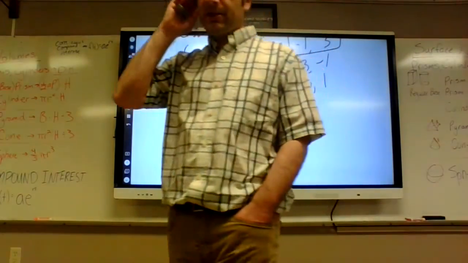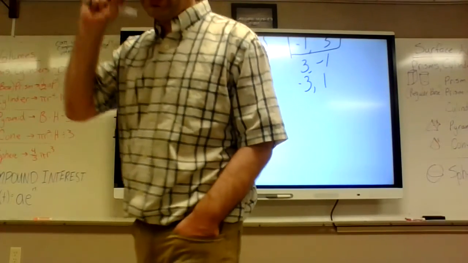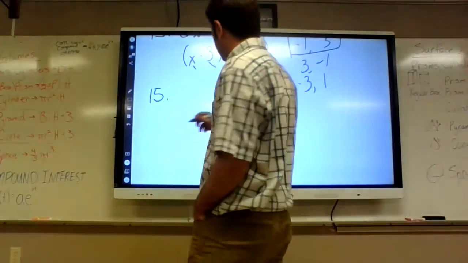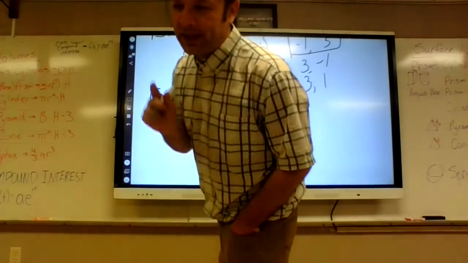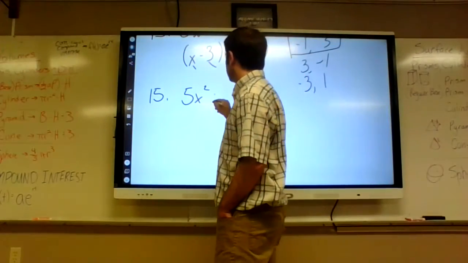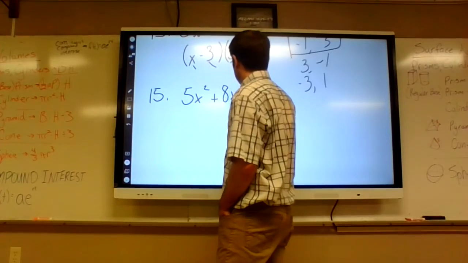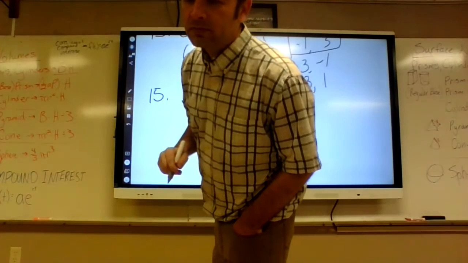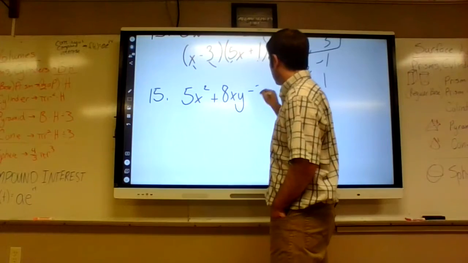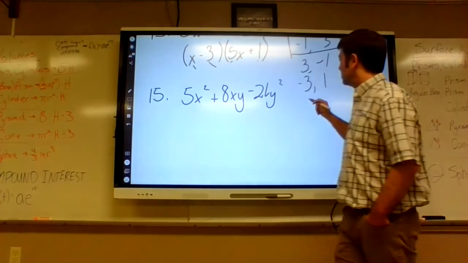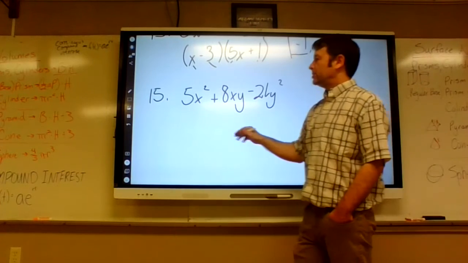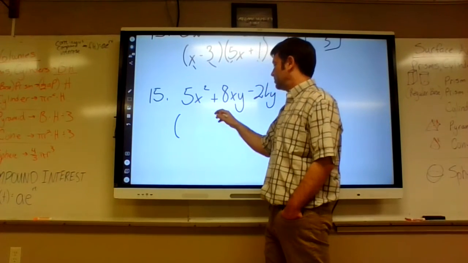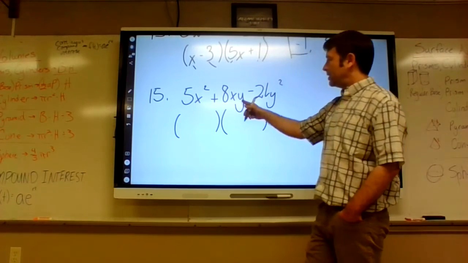Number 15. Let's go. Something's a little bit different on 15. Not that much different, just a little bit. Where is it? Can you help us set it up? No. Okay. Well, you guys see what's different on 15? There's a y and a y squared.